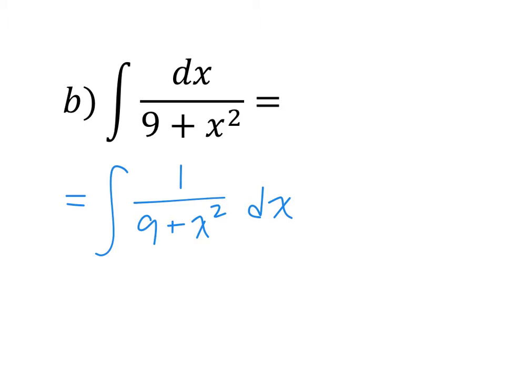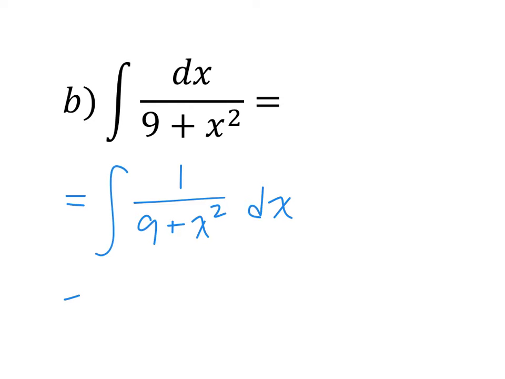Inverse tangent, right? Inverse tangent. However, it's not a direct substitution into inverse tangent. So we need to change it. In inverse tangent, remember, it's 1 over 1 plus u squared, right? This part is a 1. Right now, it's a 9, not a 1. So somehow we need to get it to a 1 and not a 9.